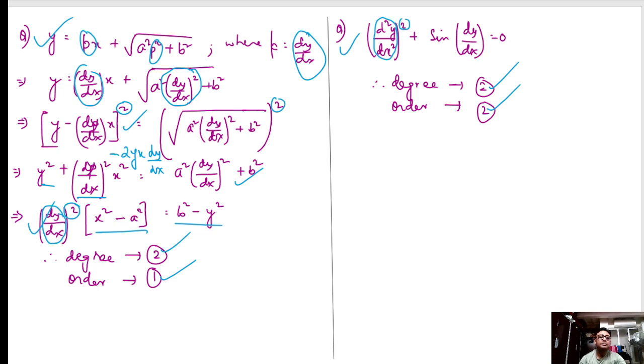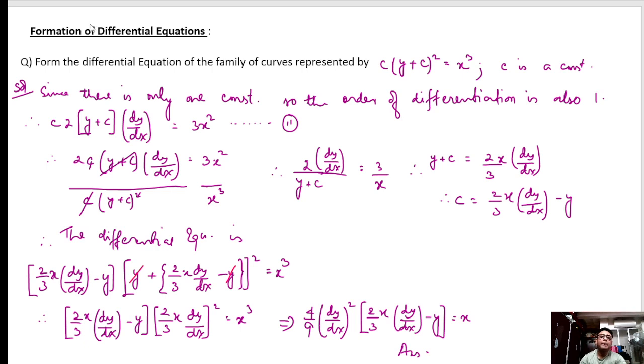Next sum, as we can see, is the formation of a differential equation. We have to form the differential equation. This is the equation whose differential equation I have to make. So please note one thing. You will first check how many constant terms are there. Only one constant term. So you have to differentiate only one time.